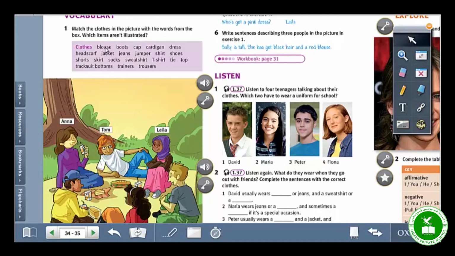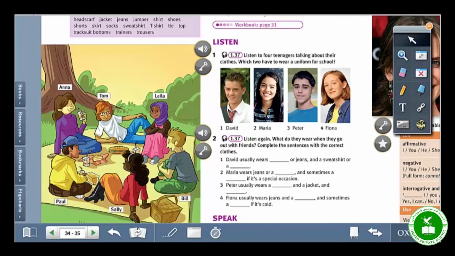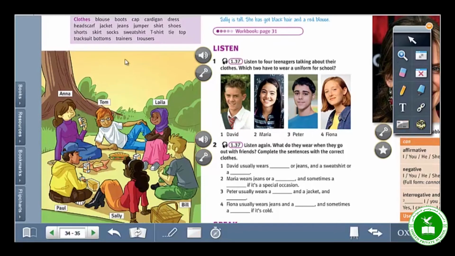Let's find out. Clothes. Blouse. Do we have a blouse here? Yeah, we have got a blouse here. Boots. Do we have boots here? Okay, boots. Yeah, here they are, boots. Okay, what about cap? Cap. Do we have a cap here? Yes, here it is, cap. Cardigan. Cardigan is a kind of coat. Do we have it here? No. Okay, dress. Okay, headscarf.